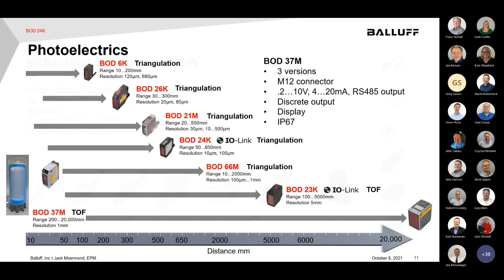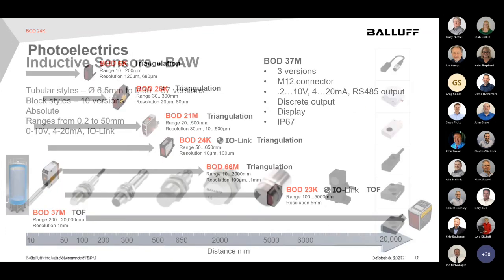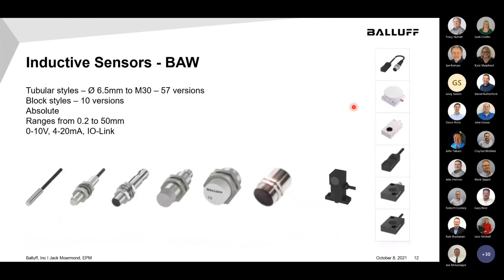Other distance sensors, again, are the BAWs. There's basically 57 different versions of the tubular style, 10 versions of the block styles that you see over here on the right-hand side. Up to 50 millimeters is about the max range you're going to get out of here. Again, you got the same thing, voltage, current, or IO Link.